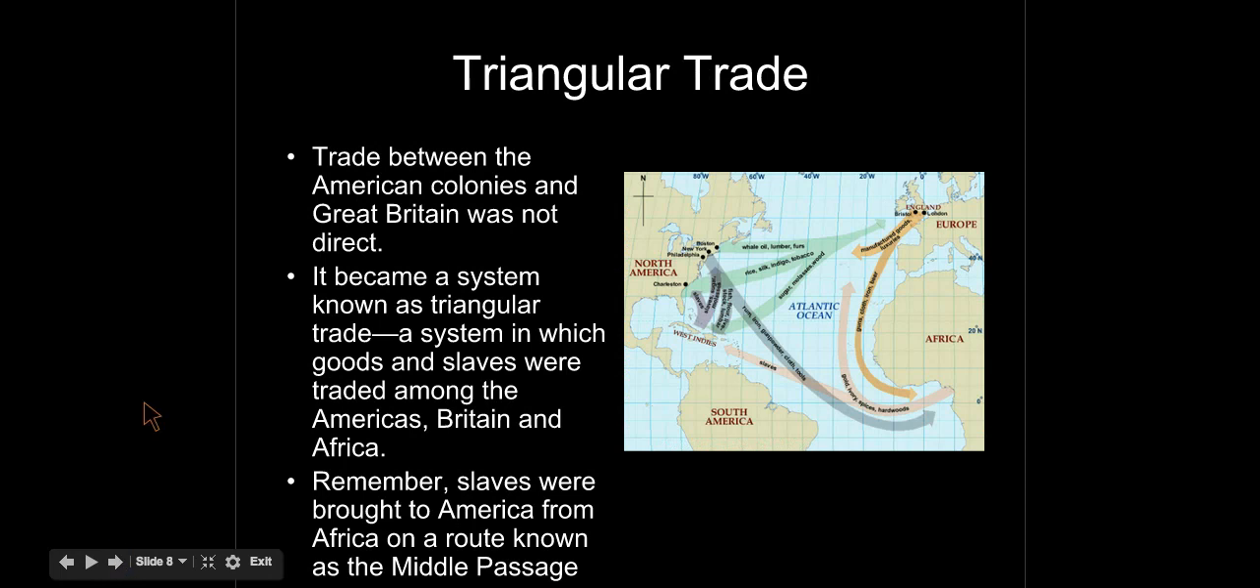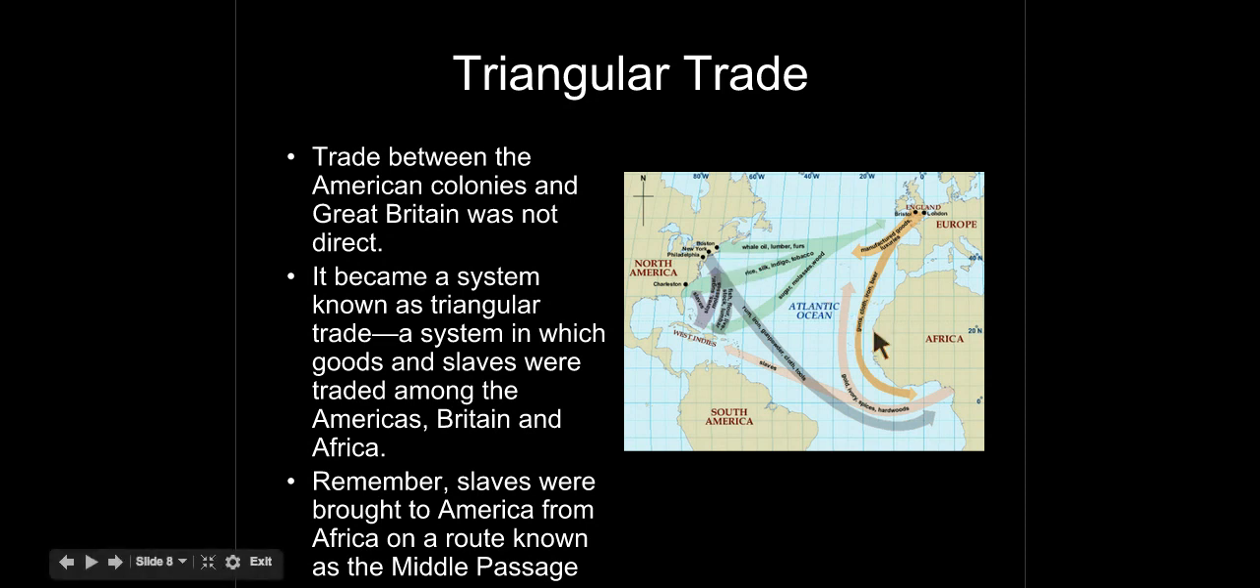Alright, triangular trade. So trade between the American colonies and Great Britain was not necessarily direct. So what happened was, you can see in the photo here that these arrows go in a triangle. Triangular trade is a system in which goods and slaves were traded among the Americas, Britain, and Africa. Now remember, slaves during this time are considered property, so they're treated the same way that goods are.